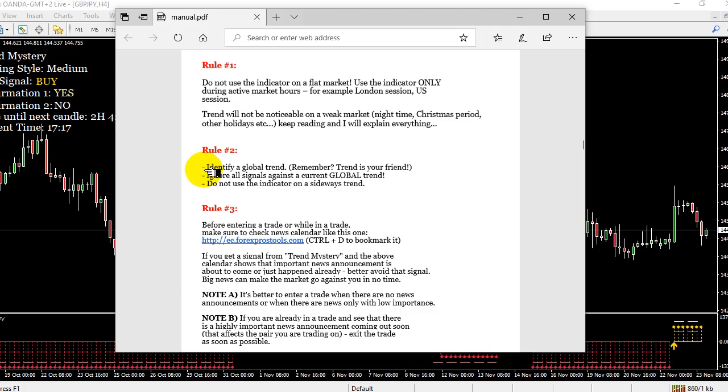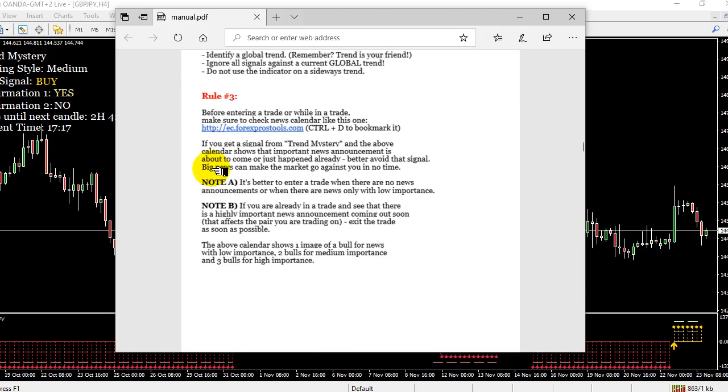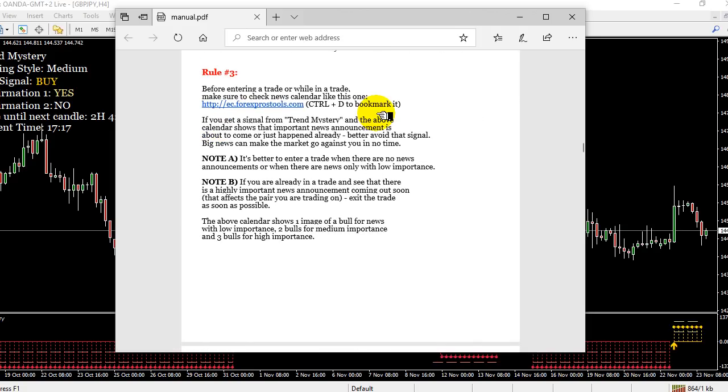Trying to catch tops and bottoms is a huge mistake. And to be quite frank with you, I personally don't know any trader that's done well doing that. They say they will, but I've met a lot of traders. I've talked to a ton of traders, and the traders that I know, that's not how they do it. They trade with the trend.